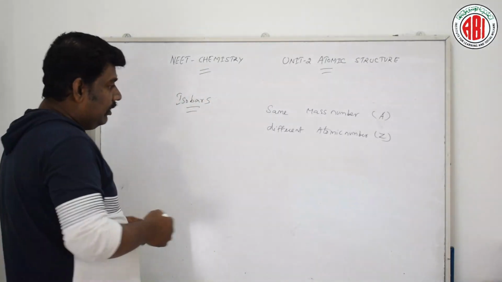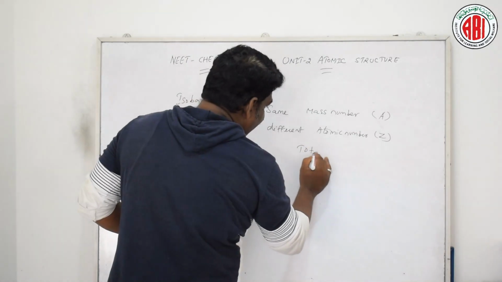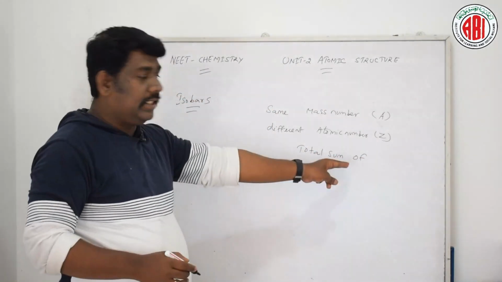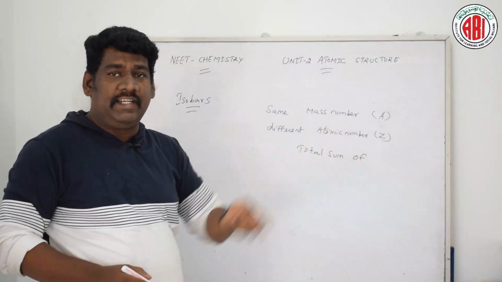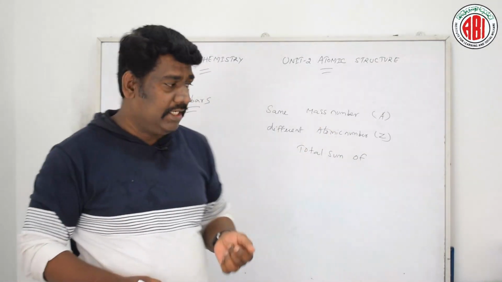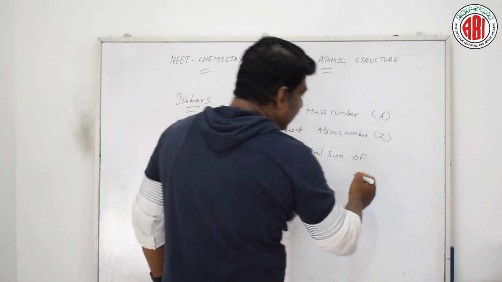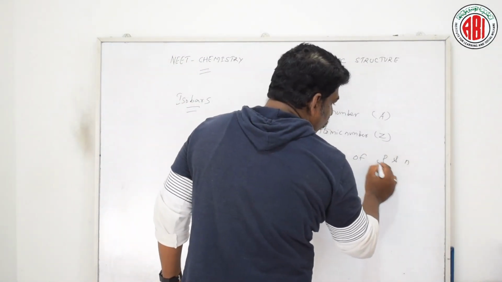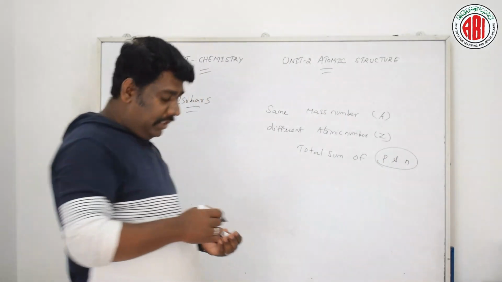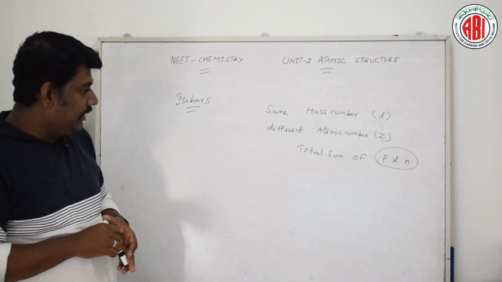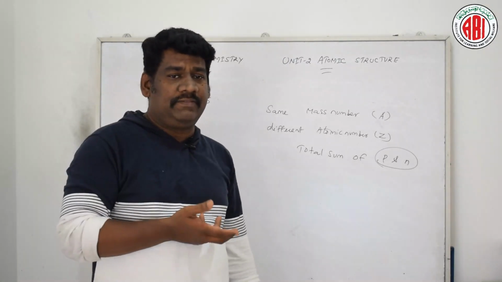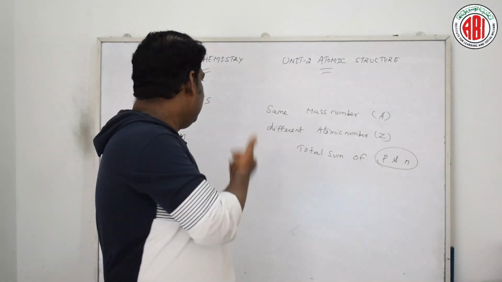So the total sum of protons as well as neutrons present in the nucleus is similar. Protons and neutrons are both present in the nucleus of the atom, and the sum is similar to each other in this particular case. So now let us see a few examples of these isobars.